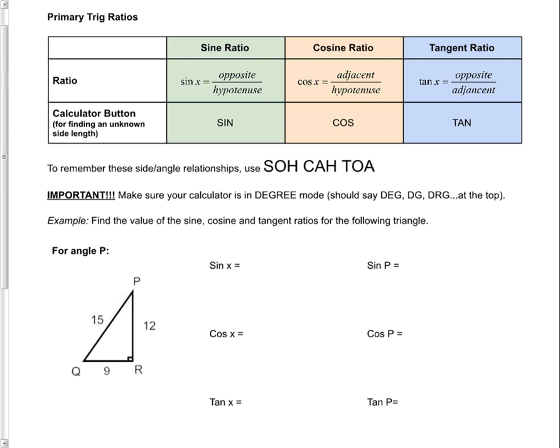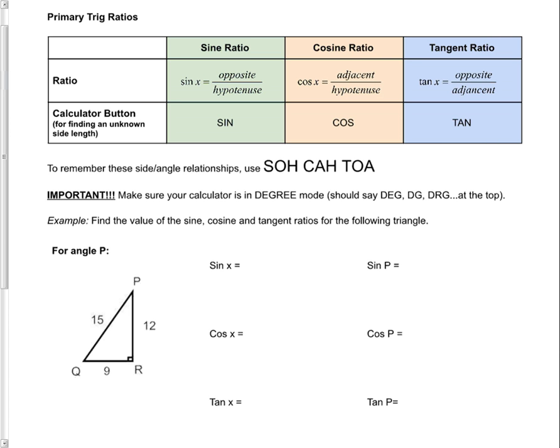So we're going to take a look at the primary trig ratios. This is something that you would have done back in grade 10. You would have been first exposed to it then. Basically, a ratio is a fraction. It's a relationship between the length of one side of a right angled triangle with the length of a different side of a right angled triangle.